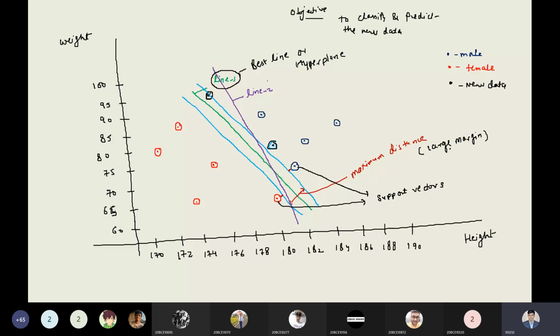Why am I not choosing line 2 as the best line and the hyperplane for our problem? The reason is clear. It contains the low margin, the small margin. So why am I not choosing line 2? Because it has the low margin. So these three terms, margin, hyperplane and support vectors, are clear to all right now by our graph as well.